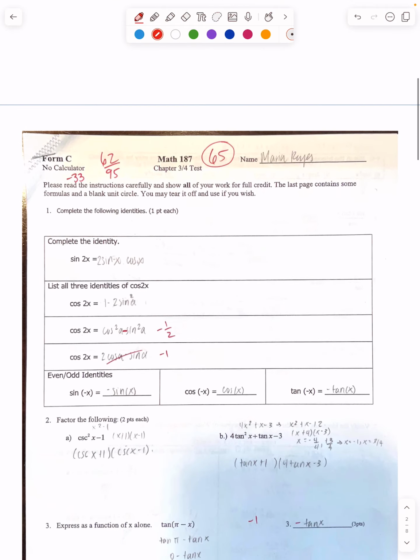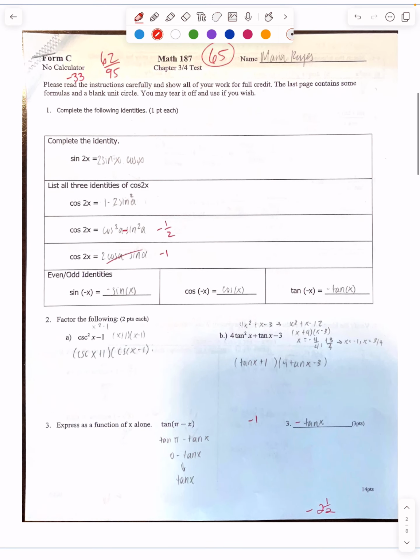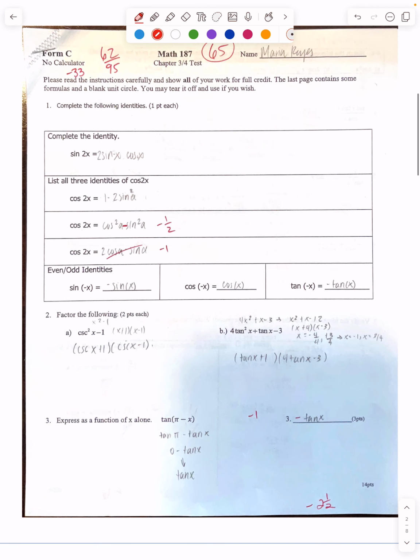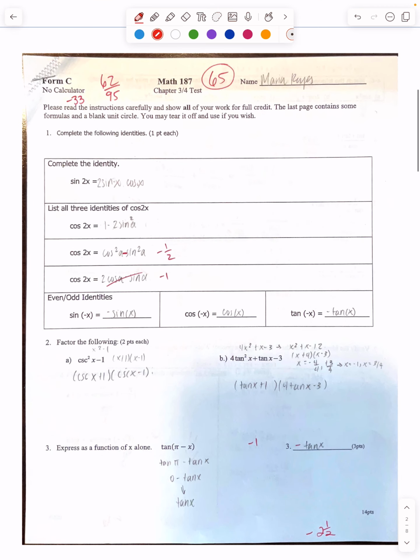I did attach your test, and I thought maybe we'd just take a little time to look at some of these problems, but this could potentially take forever, and I don't want to make the video really long, and I'm going to have to get going pretty soon. So I'm going to pick a few of them.